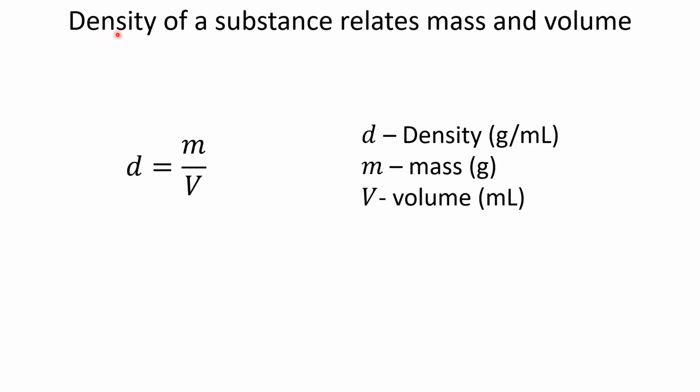Okay, now the density of a substance will relate the mass and the volume of the substance. So the density is the ratio of the mass and the volume. I'm going to say that again. We define density as the ratio between the mass and the volume of the substance. So you just take the mass and divide by the volume. The units you end up getting for density, because mass is grams and volume is milliliters, is grams per milliliter. So we say this, grams per milliliter.